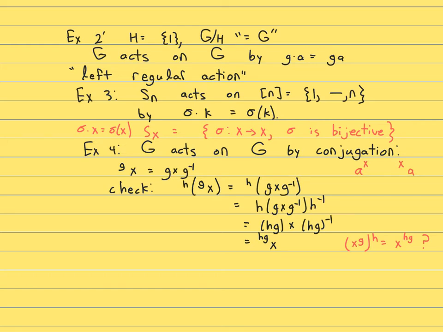But if I move parentheses around and regroup like that, I get hg x g inverse h inverse. But the inverse of the product is the product of the inverses in the reverse order. So this right factor can be rewritten as hg inverse. And now we get what happens when you act by h times g. So this is actually a group action. It's not hard to see that if you conjugate by the identity element, you don't do anything, because the inverse of the identity element is itself, and because multiplying by the identity element doesn't do anything.